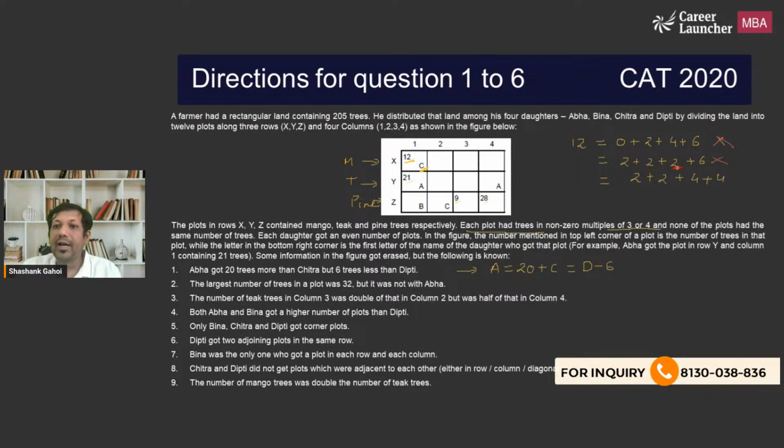If it is Abha, then Abha is equal to Deepti. Not possible. If this is Abha, then Veena is equal to Deepti. So that arrangement is also not possible. So my arrangement is going to be 2 plus 2 plus 4 plus 4. It means Abha and Veena both got 4 plots, and Chitra and Deepti both got 2 plots. So this is the only possible and logical conclusion we can have.